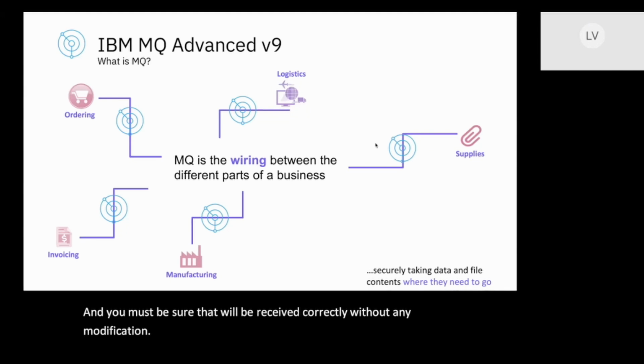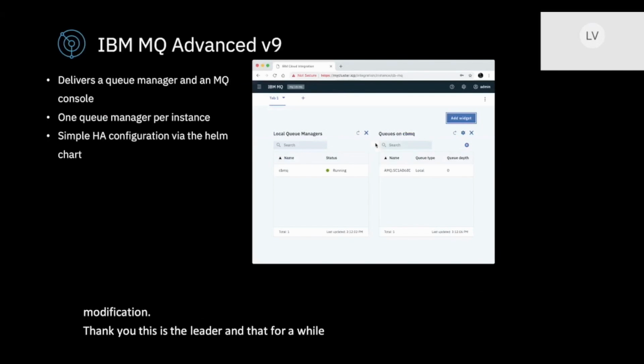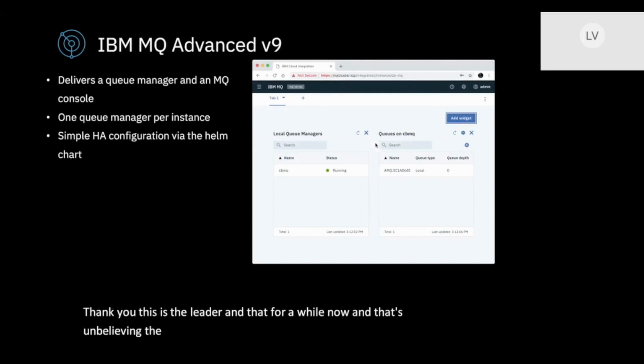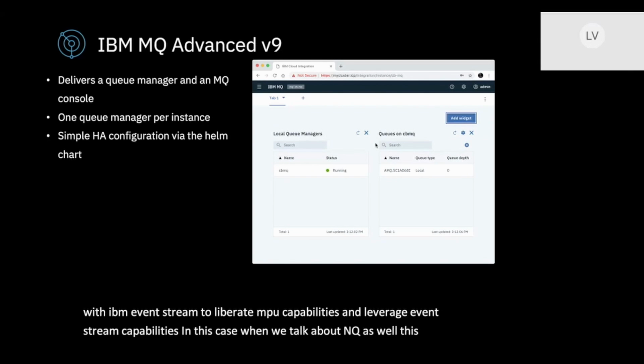So MQ is the leader, and has been for a while now. And that's embedded in Cloud Pak for Integration. You will work with this during the lab, so you will create your first queue, and you will integrate this with IBM Event Streams to leverage MQ capabilities and Event Streams capabilities in this case. We will see this afternoon as well. I will give you more detail on this.